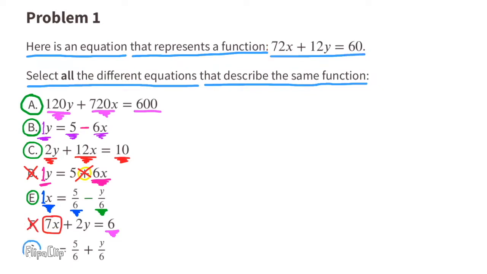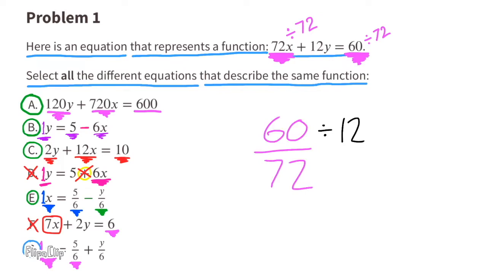G. 1x equals 5 over 6 plus y over 6. 72x in the original equation divided by 72 equals 1x. Let's divide 60 by 72. 60 over 72 represents 60 divided by 72. 12 goes into 60 evenly, and 12 goes into 72 evenly. 60 divided by 12 is 5, and 72 divided by 12 is 6.